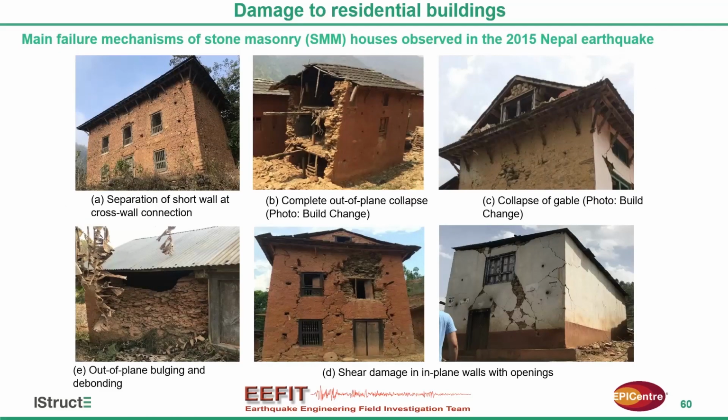This slide shows the typical recurring failure modes that the stone masonry typology experienced during the 2015 Nepal earthquake. The vertical separation of cross wall, which triggers the complete collapse, outer plane collapse. The gable damage, delamination of thick walls which lacked proper through stones to connect all voids, and there were several cases where in-plane damage was also observed.